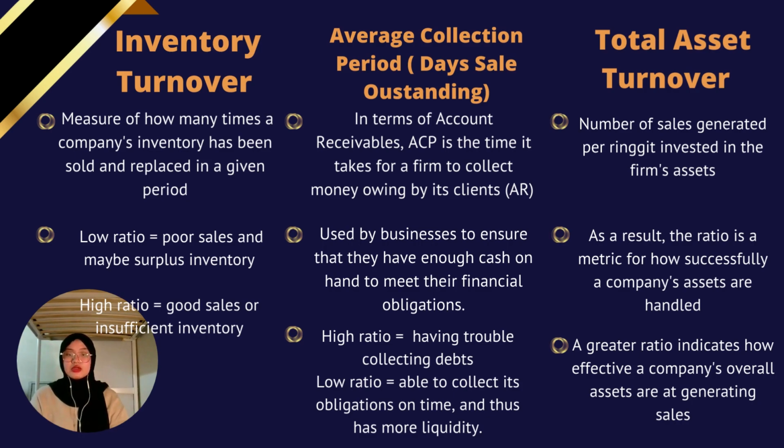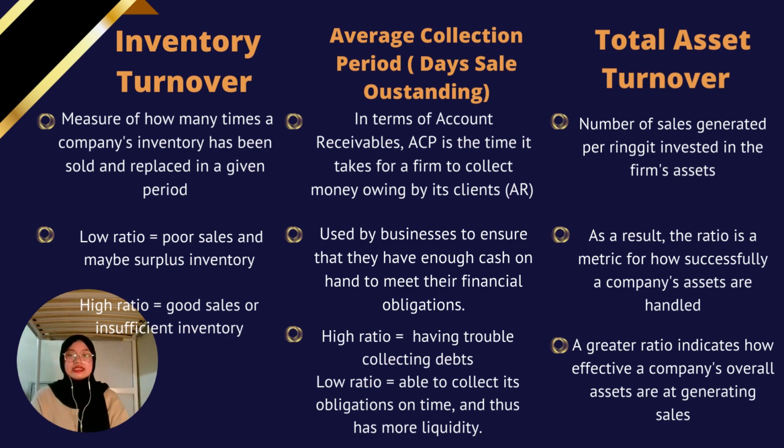Average collection period, also known as days sales outstanding, in terms of accounts receivable, ACP is the time it takes for a firm to collect money owed by its clients. It is used by businesses to ensure that they have enough cash on hand to meet their financial obligations. A greater ratio may suggest that the company is having trouble collecting debts. A smaller percentage indicates that the company is able to collect its obligations on time and thus has more liquidity.